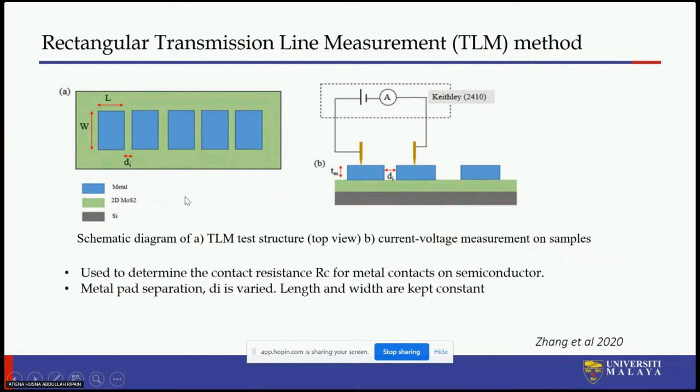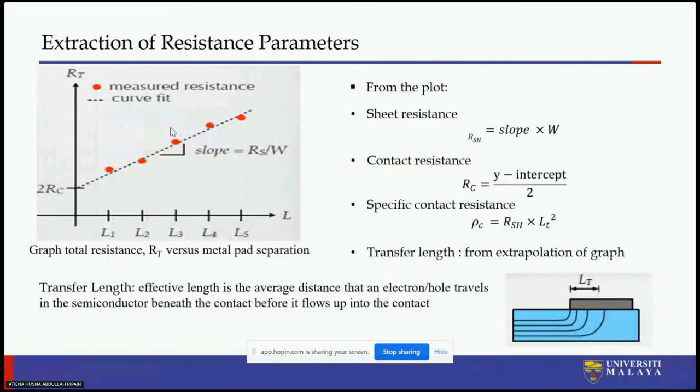This is the top view and the current voltage measurement on sample. You can see that I use a two-point probe method to measure the current here. So the metal pad separation, usually when we design the TLM mask, the metal pad separation is varied, while the length and the width of the metal pad are kept constant. So from the measurement, we can extract some resistance parameters that we are interested.